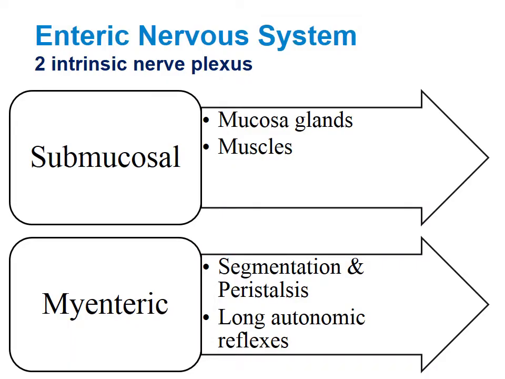A little more about the gut brain or enteric system. There are two subdivisions. The submucosal division controls muscles of the mucosa, the inside lining, and mucus glands. The myenteric division controls the big muscles doing segmentation and peristalsis. Also, this can carry long reflexes.